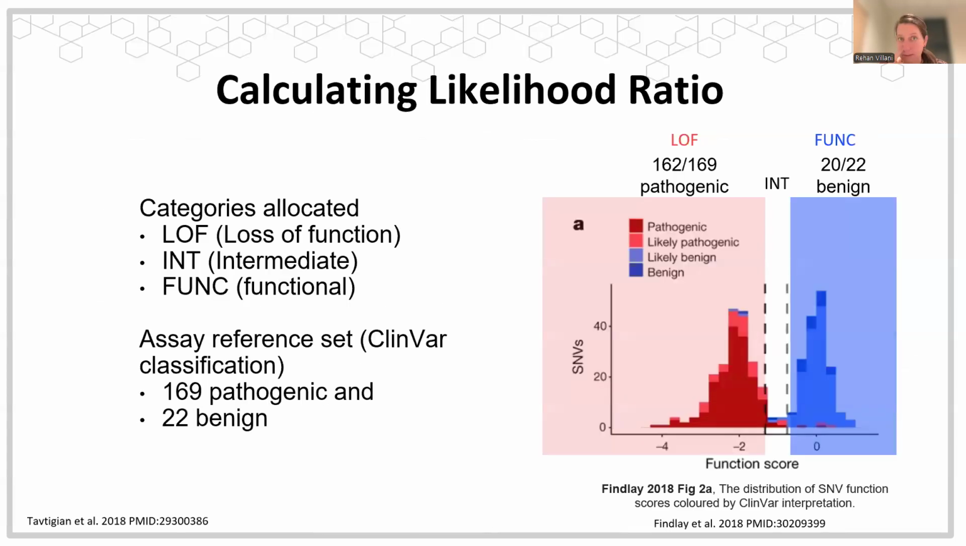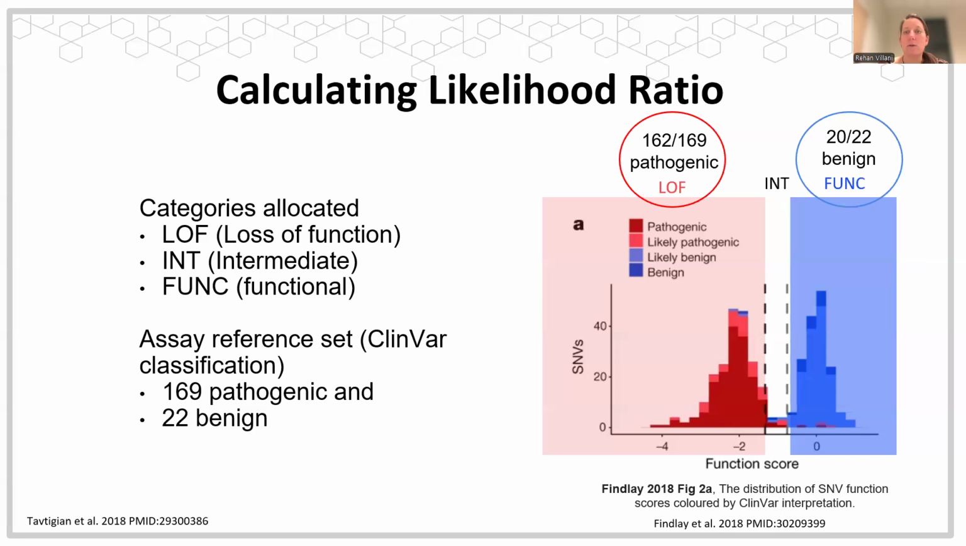So I'm going to go into this a little bit. We can use this high throughput assay, and we've got the example of Findlay here, to calculate a category associated with functional impact, and then we can calculate the likelihood ratio for each of those functional categories. In this case, we can have a look at the reference set, 169 pathogenic and 22 benign. And we can calculate how many of those variants have been correctly predicted. So pathogenic, for example, in the loss of function category.